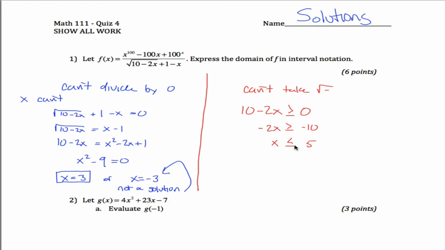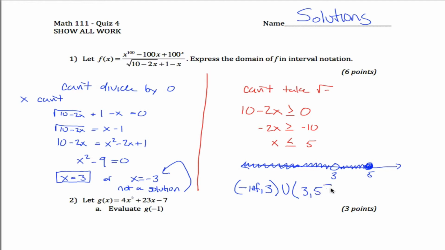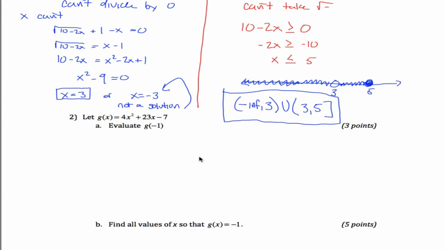So what I'm saying is x is all numbers, maybe I should graph them, less than or equal to 5. So all this stuff over here. Oh, except you don't want 3. So it's all this stuff, and it's all this stuff. How do you write that in interval notation? You say your domain is everything from negative infinity up to 3, union, everything from 3 up to 5, but note I do want to include 5, but not the 3. This right here would be my final answer to this first problem, which maybe should be worth more than 6 points because that was a lot of work.